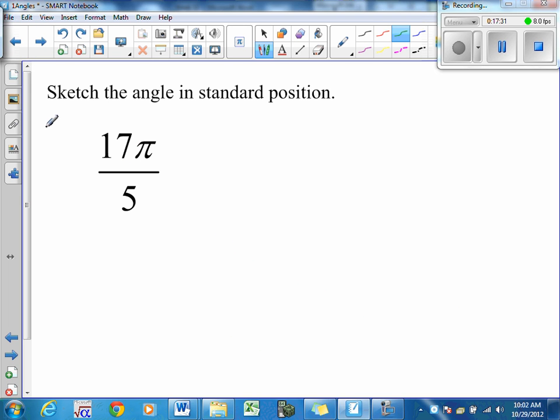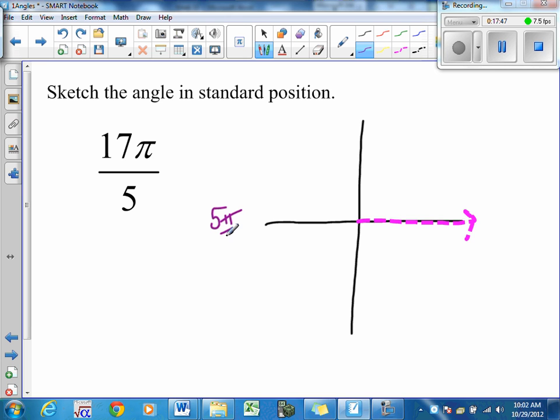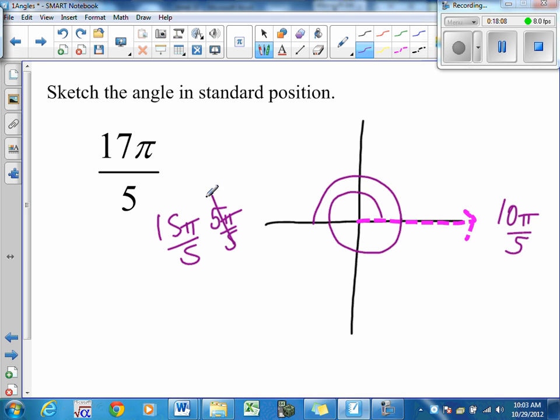Let's look at another one. Sketch the angle in standard position. Standard position means on our x and y plane. So we start here, and where does our angle go? Well, we know 5 pi over 5 is there. 10 pi over 5 is back to here. Now, if I keep going, this is over 2 pi. If I go 5 more to here, I now have 15 pi over 5.